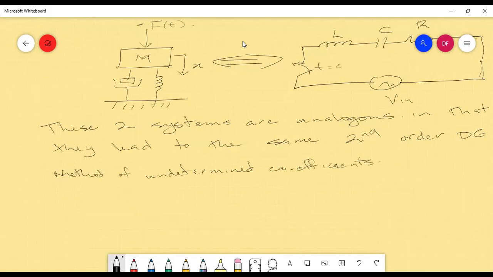So in other words, if my input is a constant A, then my trial solution... Well, if it is AX plus B, then my trial solution is going to be CX plus D. If it is AX squared plus BX plus C, then my trial solution is similar.